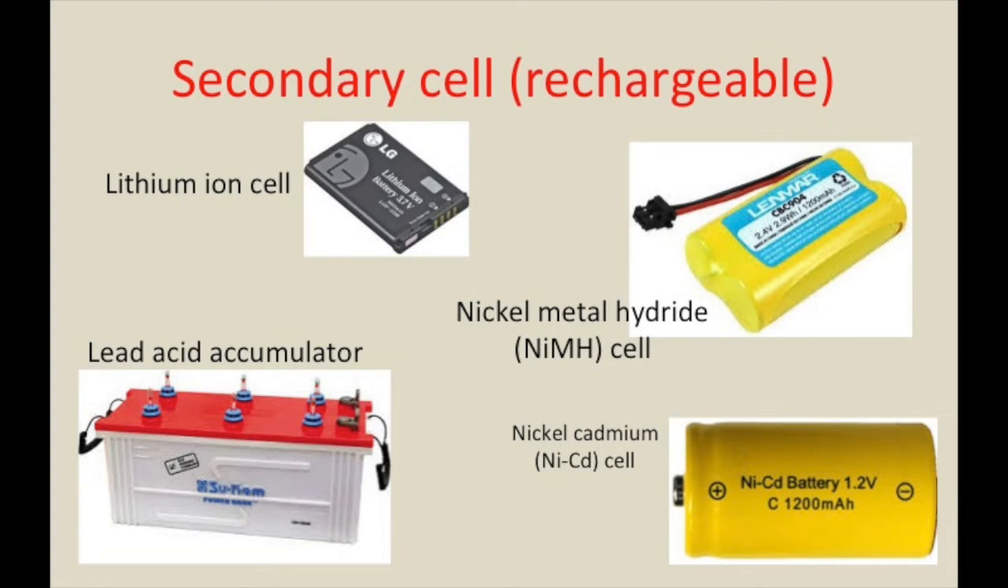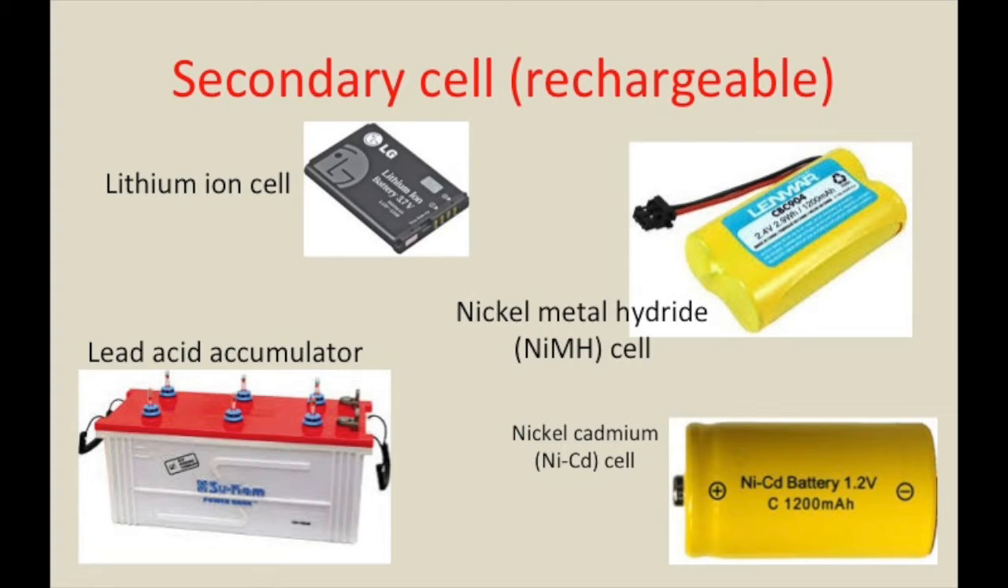For the secondary cell, which is rechargeable, now we have four choices actually. The first one is lithium ion cell. We can see the picture. This should be found in your mobile phone. The second one is called nickel metal hydride cell, or we will use the symbol NiMH to represent this. The third one is nickel cadmium cell.